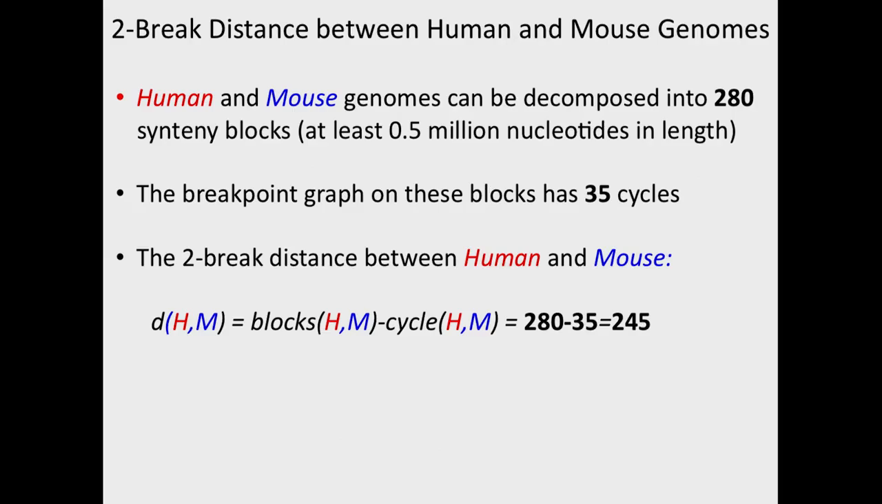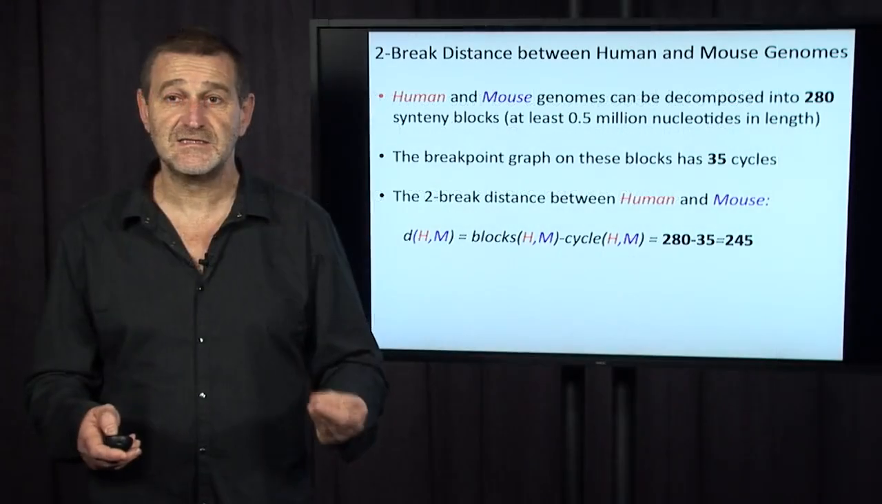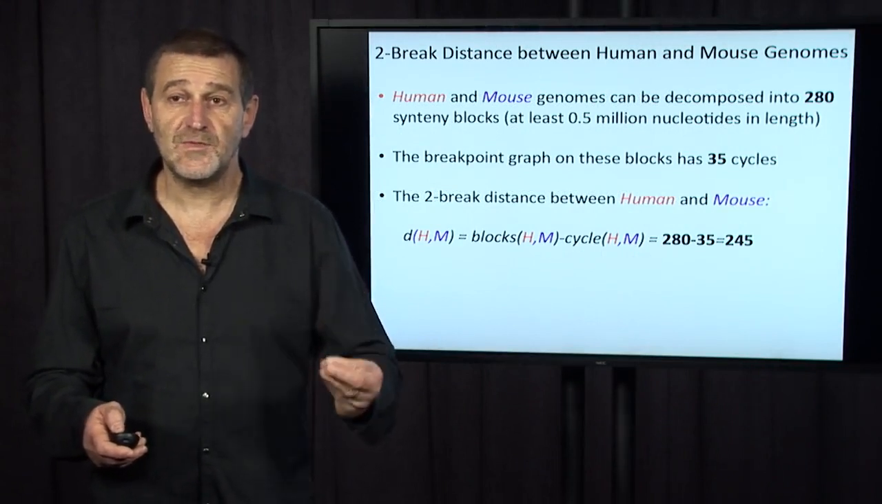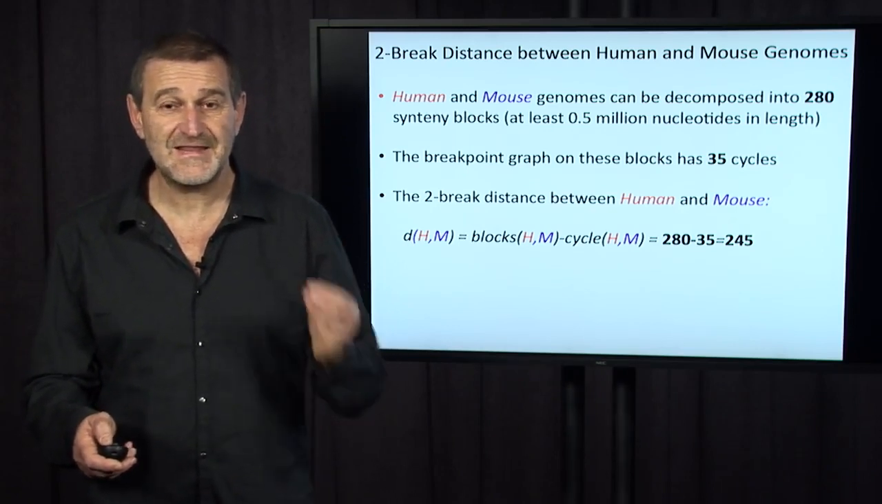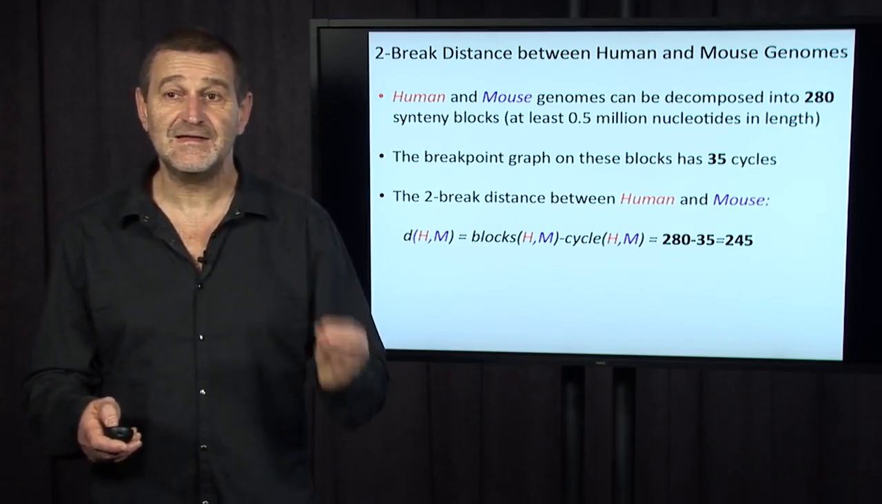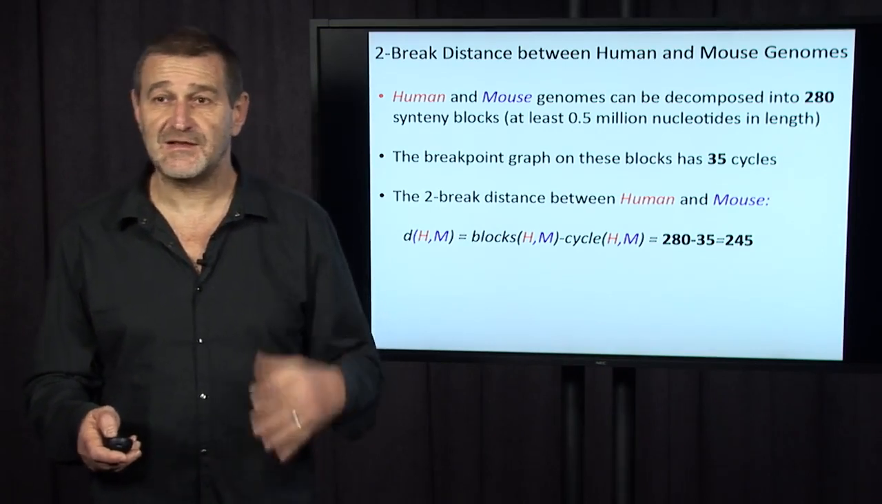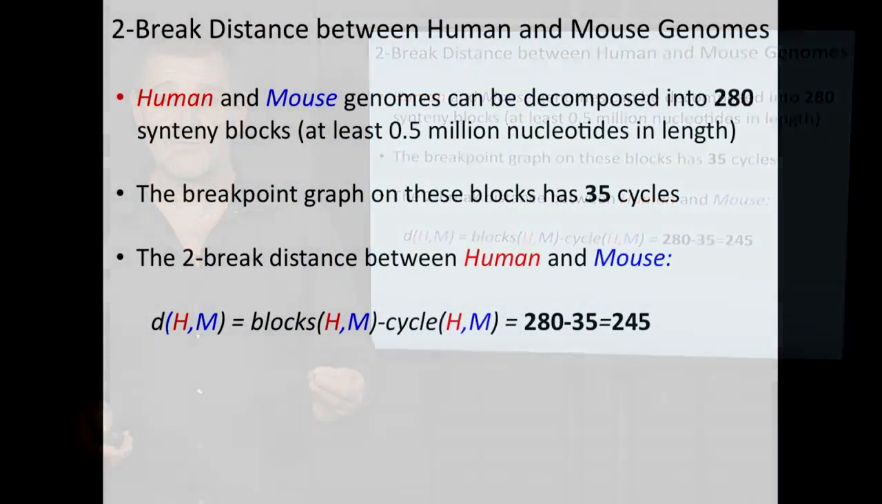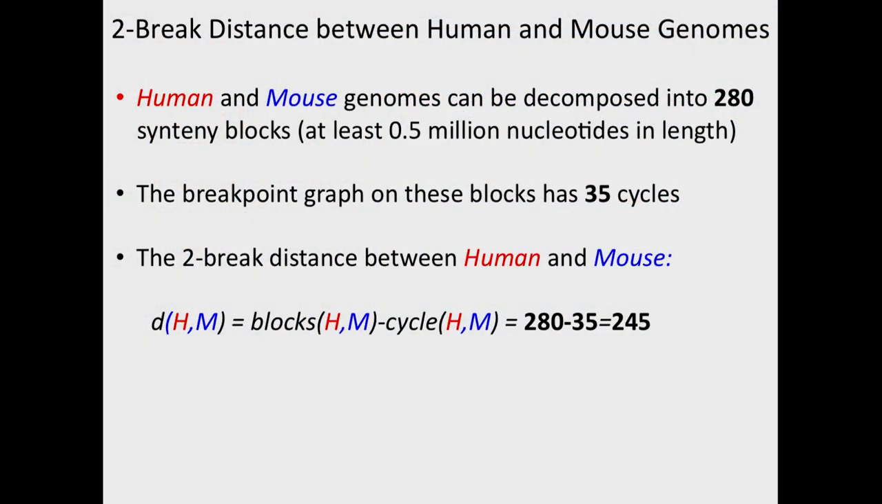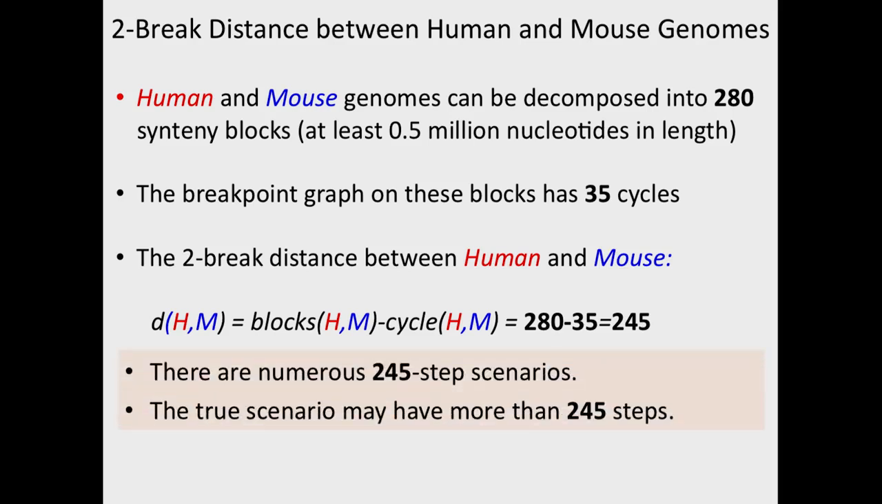And armed with the theorem, we actually can compute the two-break distance between circularized human and mouse chromosomes. We know that human and mouse genomes can be decomposed into 280 synteny blocks. Each of these blocks will be larger than 500,000 nucleotides in length. The breakpoint graph on these blocks actually contains 35 cycles. And therefore, the two-break distance between human and mouse is equal to 245. Remember this number because it will be important in the next section.